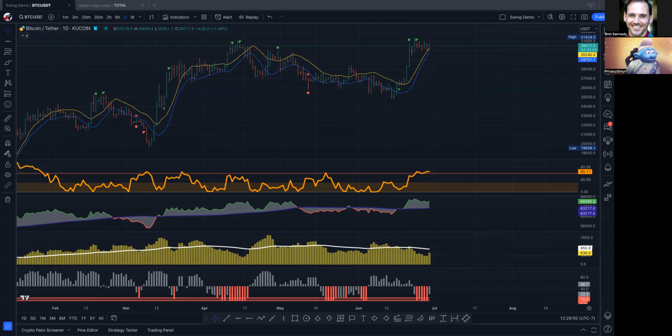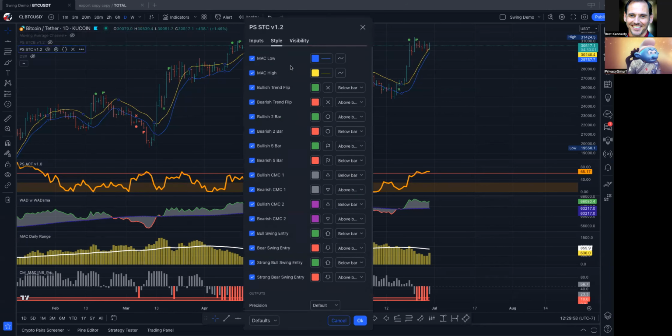On the indicator on mine, I have arrows pointing to entries. Did you just turn them off in settings? Yeah.